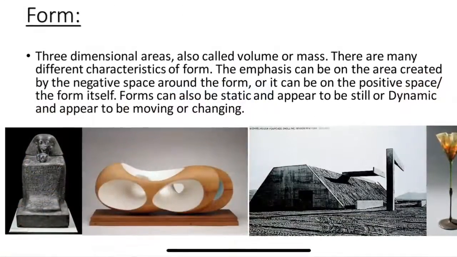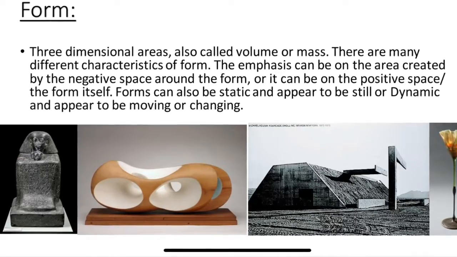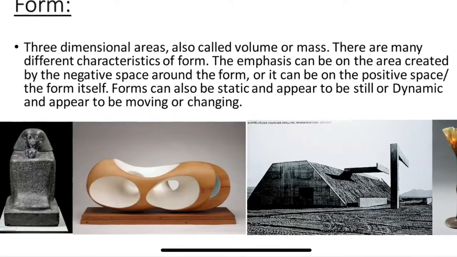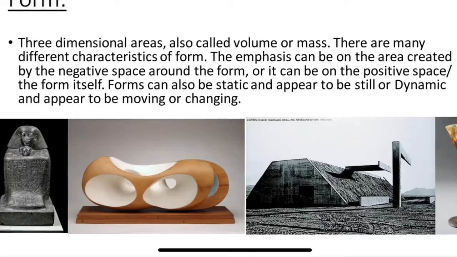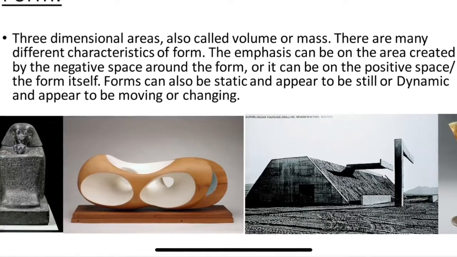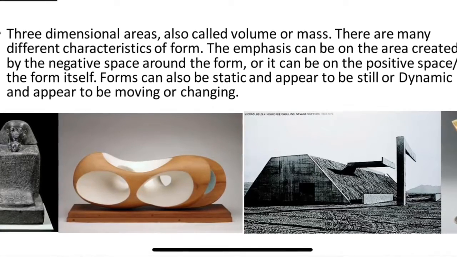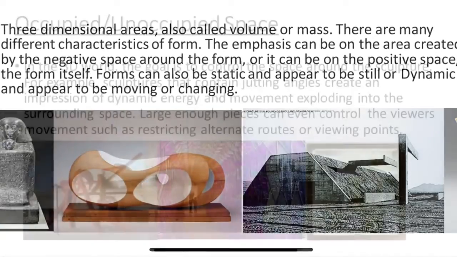The second element is form. Form can be defined as 3-dimensional areas, also called volume or mass. There are many different characteristics of form. The emphasis can be on the area created by the negative space around the form, or it can be on the positive space, or the form itself. Forms can also be static and appear to be still, or dynamic and appear to be moving or changing.